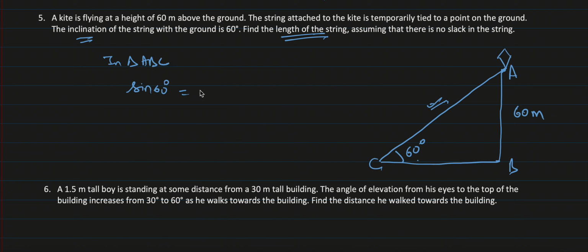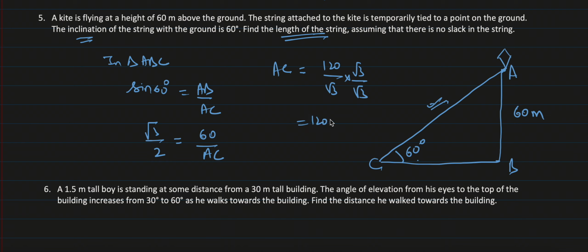So sine 60 is AB by AC. So sine 60 is root 3 by 2, AB is 60, and AC we need to calculate. So from here AC is 120 by root 3. So again we rationalize the denominator. So that will be 120 into root 3 by 3. So cancel out, 40. So it becomes 40 root 3 meter. We do not have to change it because root 3 value is not given. So that's our final answer. Okay students, I hope it's clear.